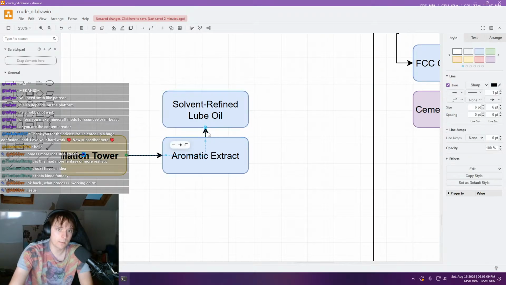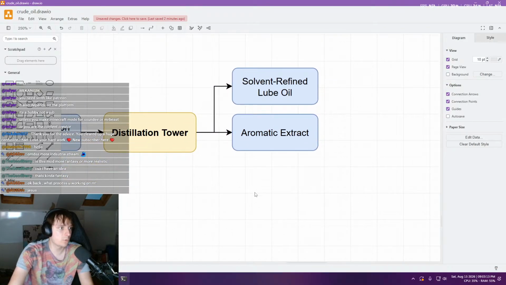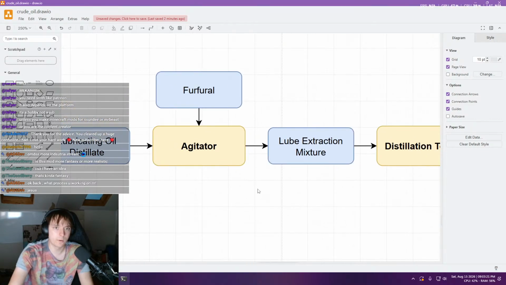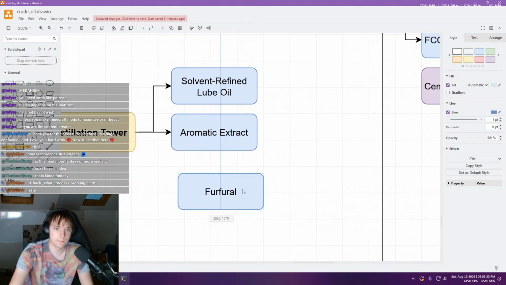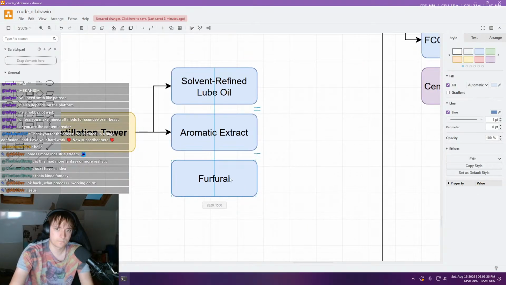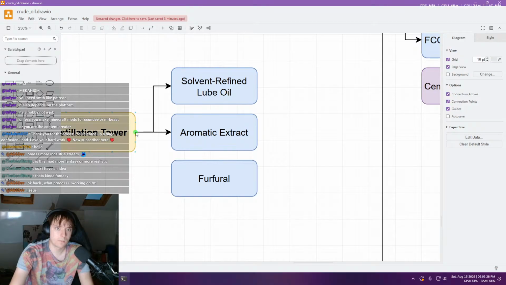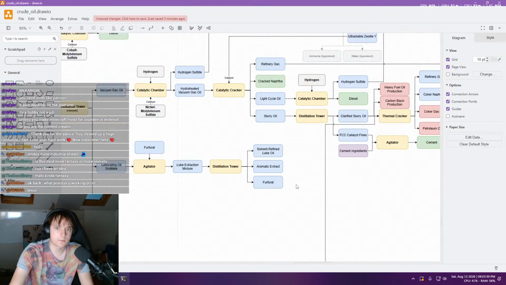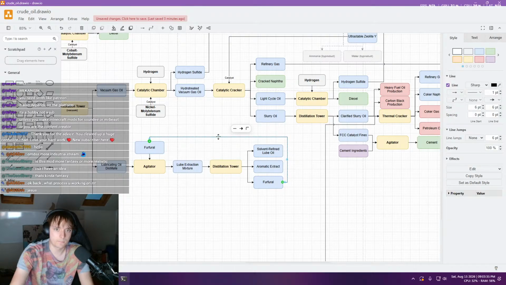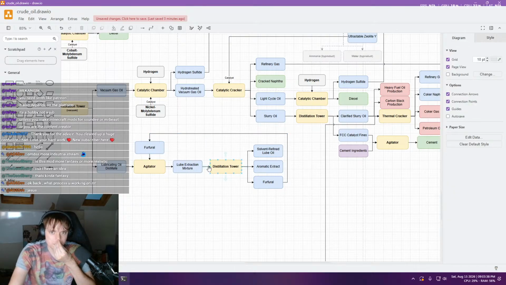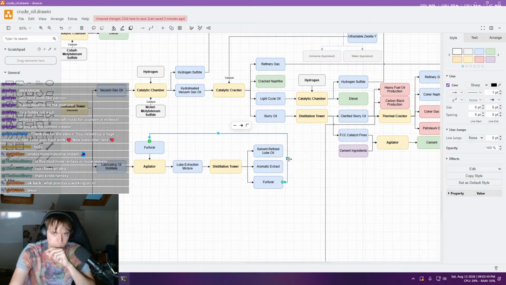Why have you done that? I did not ask you to do that. There you go. So those two, and then it gets us back the furfural, apparently. That gets us back that, which then can go back into there. Lovely.